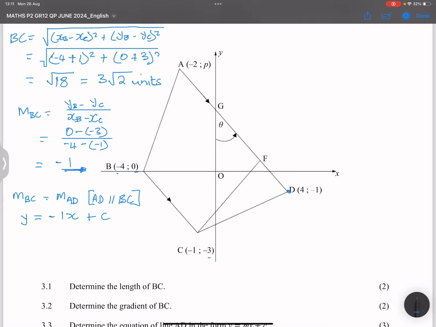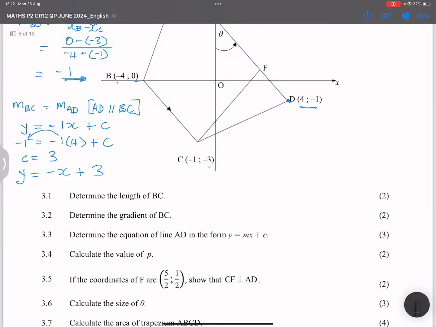So that's -1x plus c. Now to get the value of c, all I'm simply going to do is substitute the x and the y value there. So when y is -1, x is +4, plus c. Right, so -1 times 4 gives us -4. If I take the value to the other side, we've got +4 minus 1. So our c value is equal to a positive 3. So the equation is y is equal to minus x plus 3. All right, so that already tells us that this line cuts through the point G on the line, where x is 0 and y is 3.